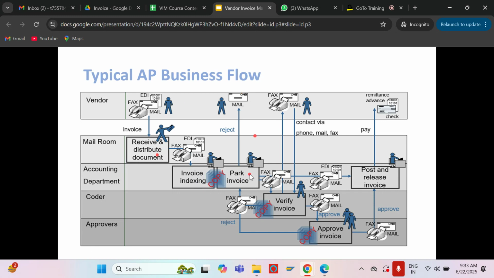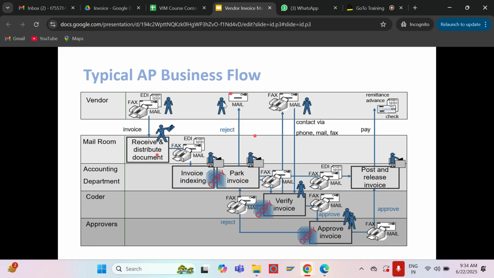Then once the accounting document is good with the data, they will send it for coder. Coder is, you can imagine it as a role who will provide the cost object details. So what are cost objects? Cost objects are basically like the GL account, cost center, profit center, to which the amount needs to be booked. So that person will do the coding, provide the details, and then it will go to approvers to approve the invoice, right? Once it is approved, the invoice will be posted and released for payment.